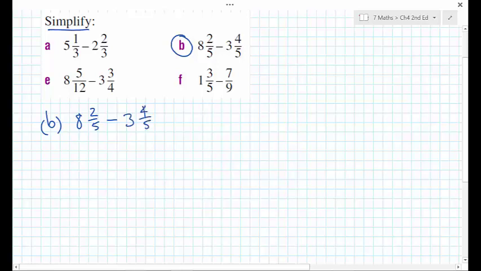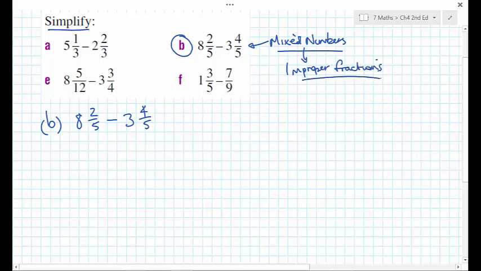Okay, so again, with our idea that we do not like mixed numbers, we do not like mixed numbers. So what we want to do is convert into improper fractions before we do anything. We want to convert these into improper fractions first.